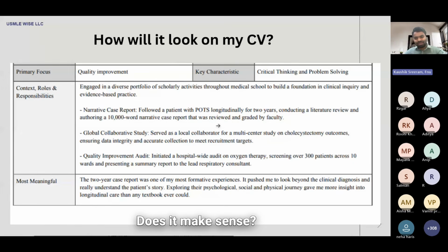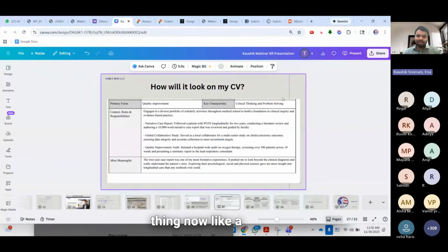Does it make sense? Yes, sir. Sir, I wanted to ask, does the narrative case work actually carry any weightage in the residency applications? So let me show you. I think that is a better thing.